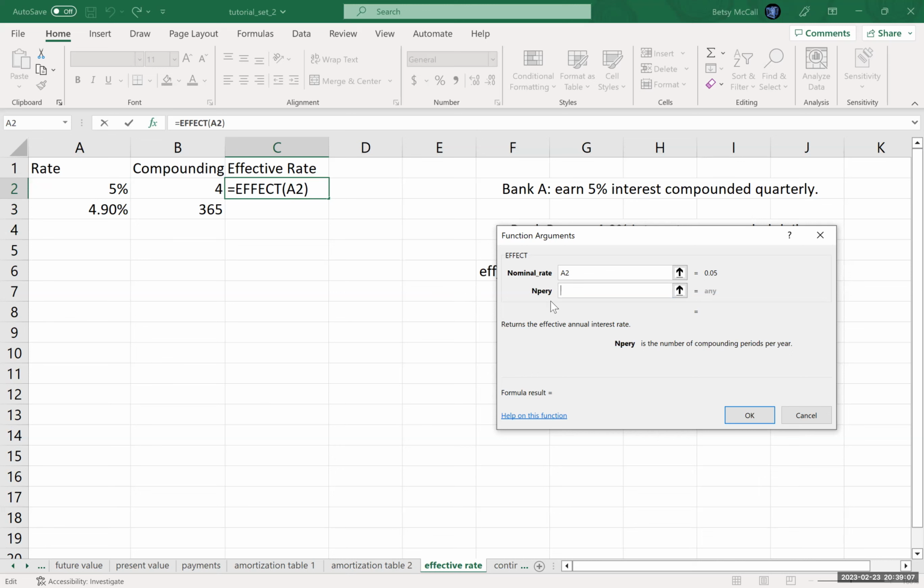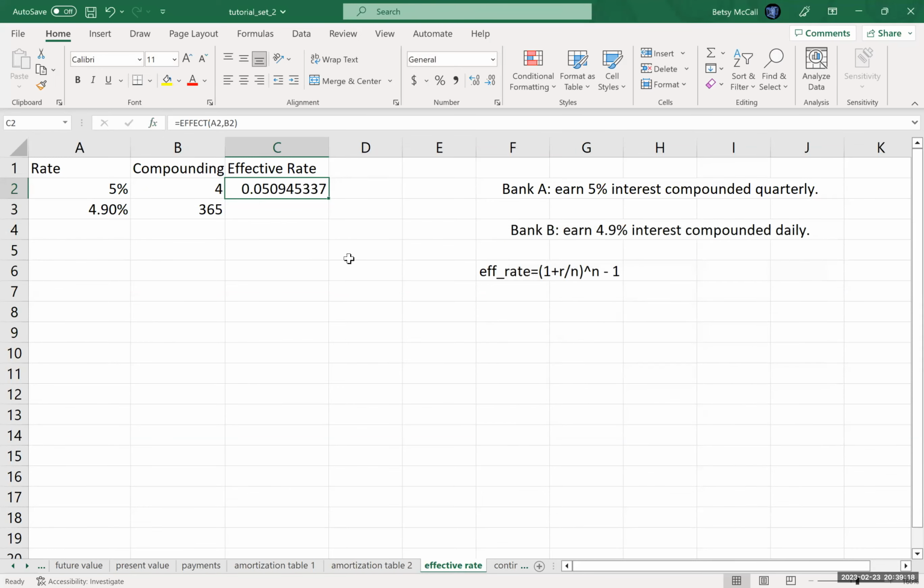And then NPER is the number of compounding periods per year, because essentially we're only doing this: how much money would I earn at the end of a year? And then I hit OK. And again, I can convert this to a percent to make the display a little nicer. So essentially 5.1%.